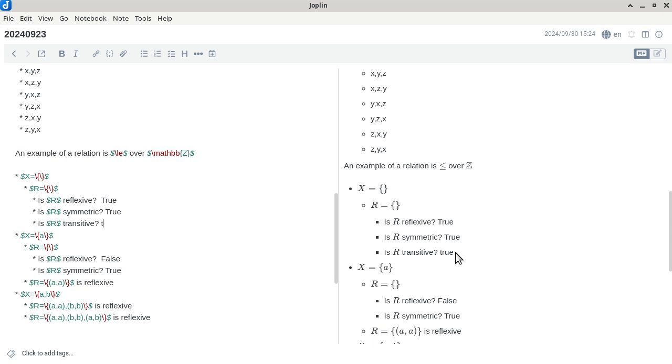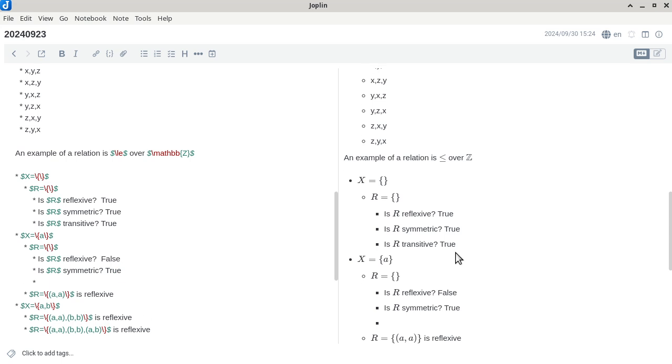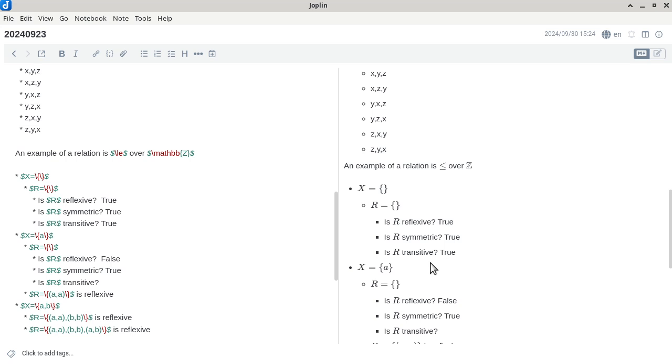Which is not surprising, because it is also symmetric, so we get the idea that it is probably transitive. What about this one over here? Is R transitive? So we are looking at the case when X has one single element, which is A in it, and R is also empty. What do you think?